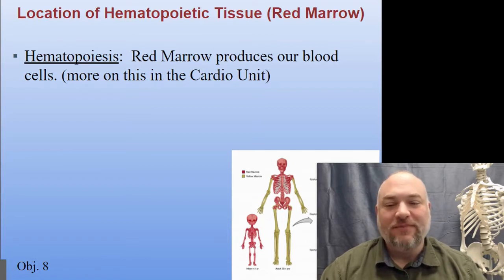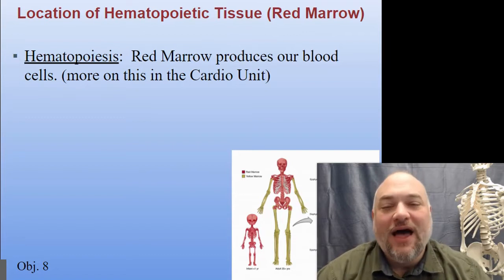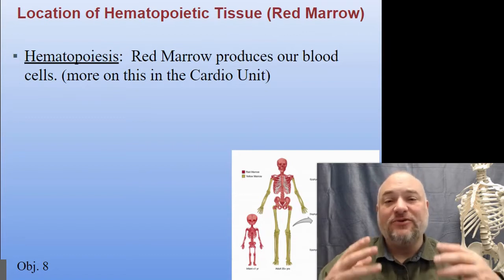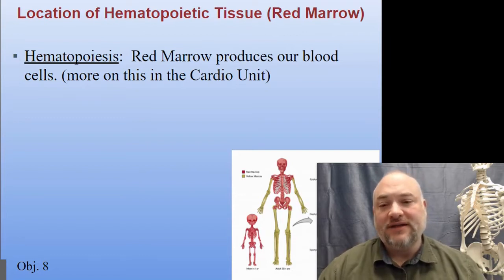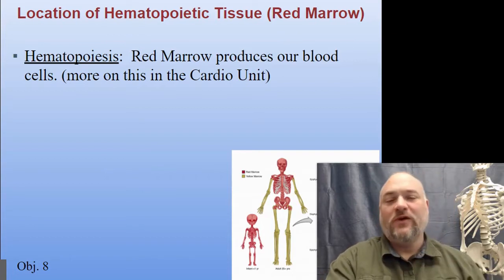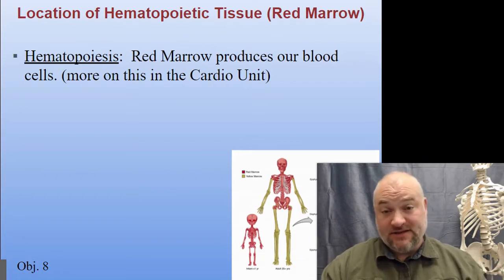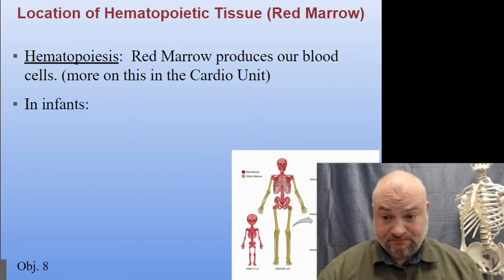Poiesis is fun. You just gotta have some fun with it, guys. It's one of my favorite ones to say. But hematopoiesis happens in red marrow, and it produces our blood cells. And we're going to really get into how hematopoiesis works when we get to the cardiovascular unit. But I do want to mention where it takes place here in the bones, since we're in this unit.